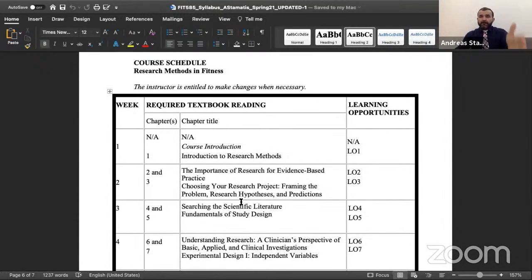You see on the left column, we have the weeks, and then chapters, and then titles, and then what you have to submit. So for week number 1, I'm doing right now the course introduction. I'm talking about the syllabus. Once I finish this, I'm gonna talk about chapter 1. So for this week, what you have to submit is the ECLO, which I'm gonna show you on Moodle, and LO1. Those are due on Sunday, midnight.